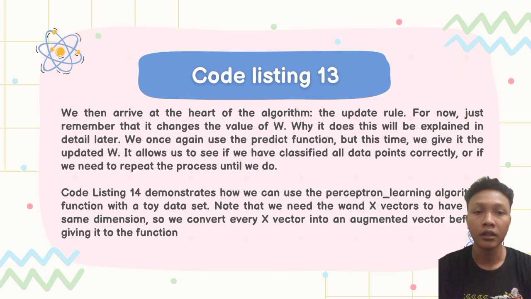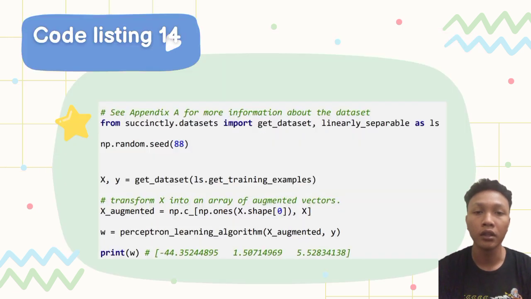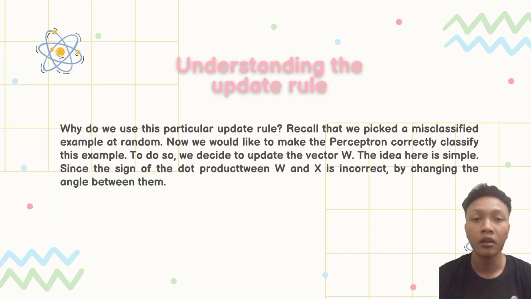We then arrive at the heart of the algorithm: the update rule. For now, just remember that it changes the value of w. Why it does this will be explained in detail later. We once again use the predict function, but this time we give it the updated w. It allows us to see if we have classified all data points correctly, or if we need to repeat the process until we do.